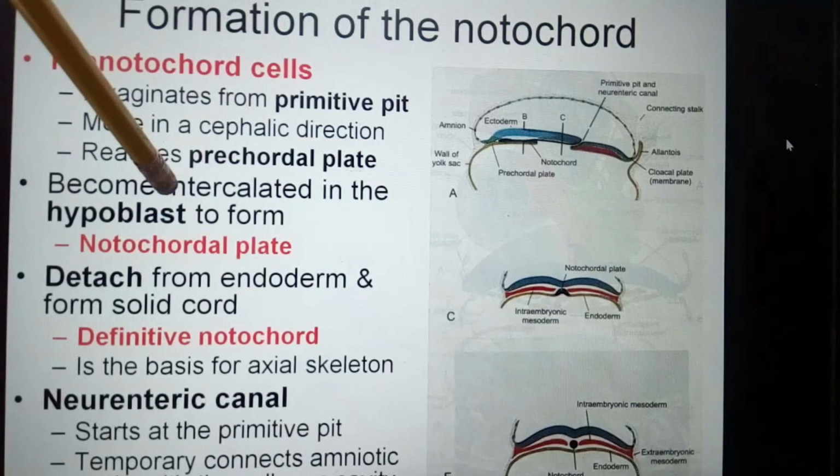shape of the blastoderm. It changes from circular to pear shape. The anterior end of the primitive streak is occupied by an aggregation of cells. The cells at the primitive node are notochordal cells, while the rest of the cells are mesodermal cells.